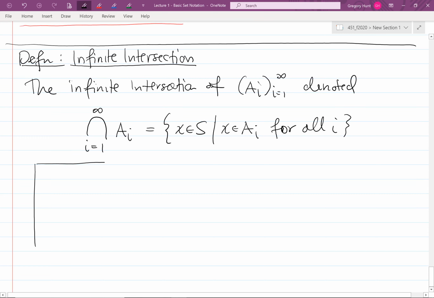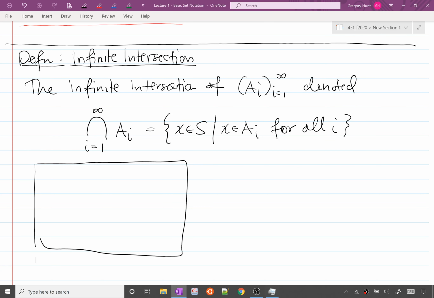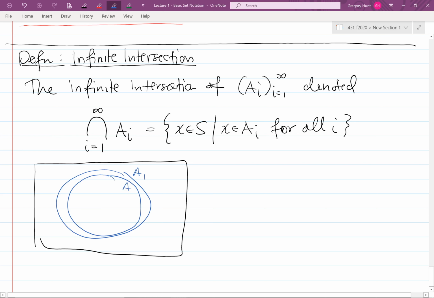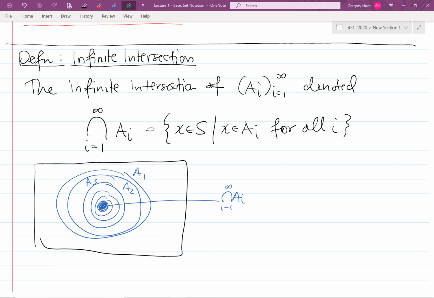And kind of the Venn diagram that we can draw for infinite intersection here is that if I have some collection of sets, let's say I have some A1, and then inside that maybe I have an A2, and inside that I have an A3, and they kind of spiral down, dot, dot, dot. The infinite intersection is going to be whatever the core set is that's contained in all of them. So that's going to be the intersection of my A sub i. Okay.